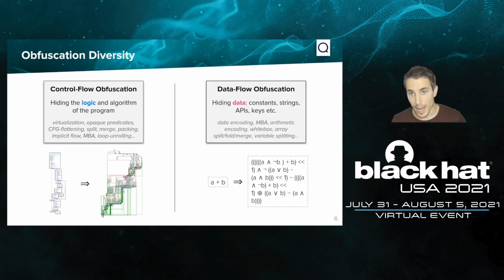And otherwise, you have the second category, which is data flow obfuscation, which aims at hiding constant strings, keys, and so on. And for that, there are also plenty of different obfuscation techniques like data encoding, MBA that we are going to discuss, white-box encoding, and so on.